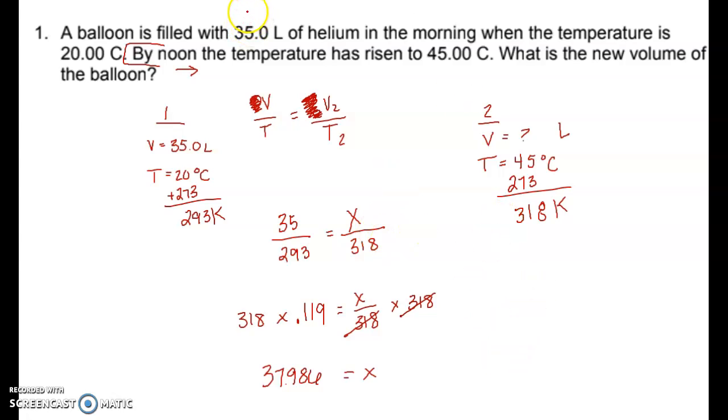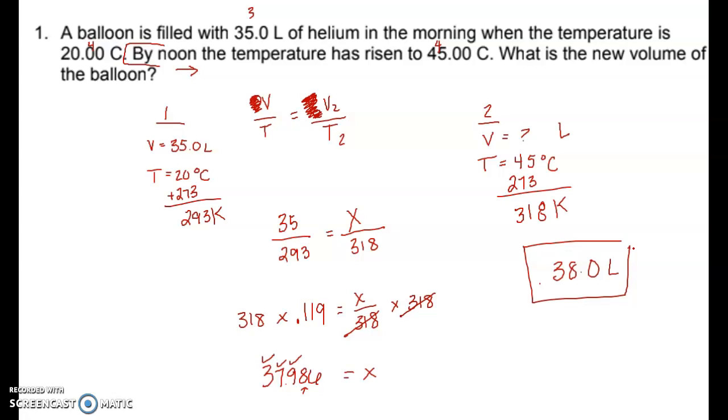We want to go with significant figures here. There's 3 here, there's 4 in this measurement, and there's 4 in this measurement. That means our answer can only have 3. So we can keep the 3, the 7, and the 9, but the 9 has got to go up because the 8 is bigger than 5. That's going to make the 9 turn into a 10, so it's going to be 38.0 liters.